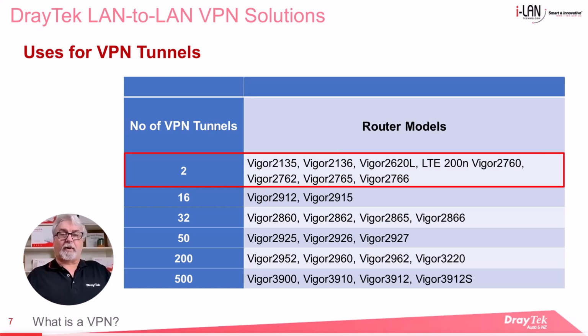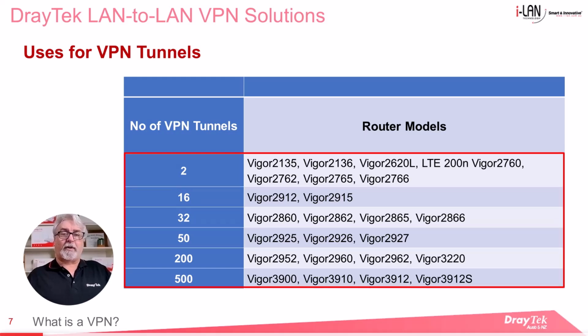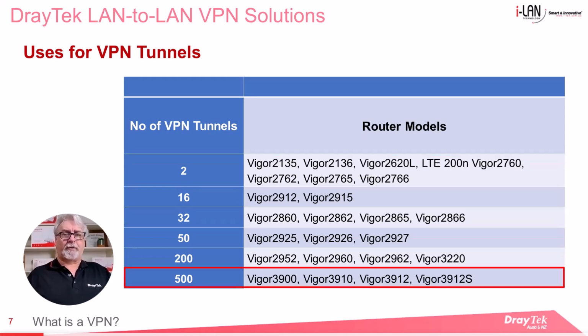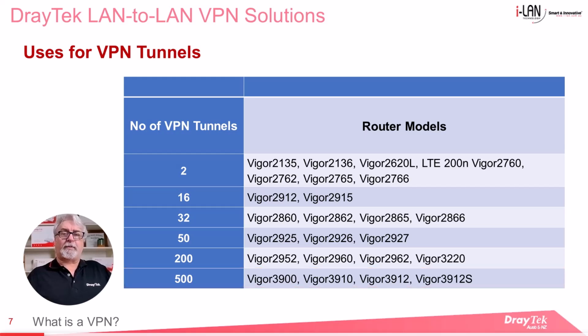The table shown here lists the number of VPN tunnels supported in each DrayTek router model. They start at 2 for the low-end routers, such as the Vigor 2765 series, and go up to 500 for the high-end Vigor 3912. The number of VPN tunnels a router supports will also often give you an idea of the size of the network or business that they're designed with in mind. So at the top of the table, you're looking at routers suited to small offices or homes, while at the bottom, you're getting into enterprise territory.